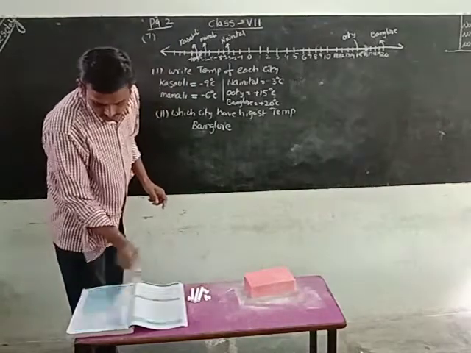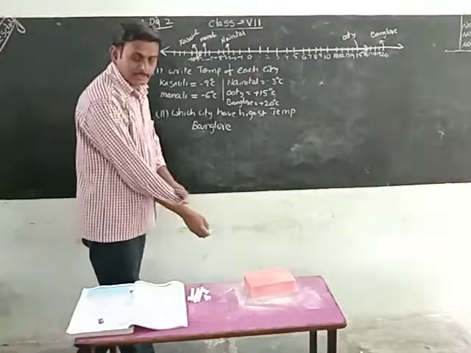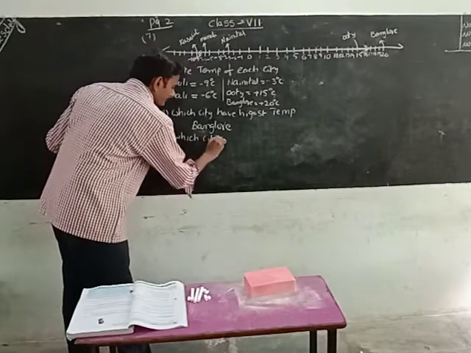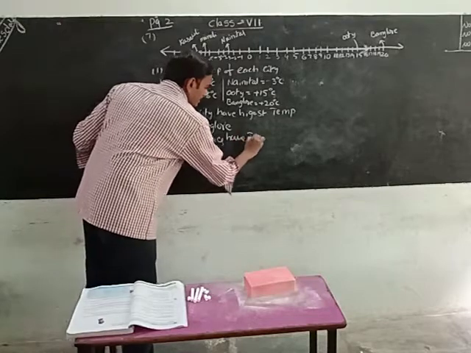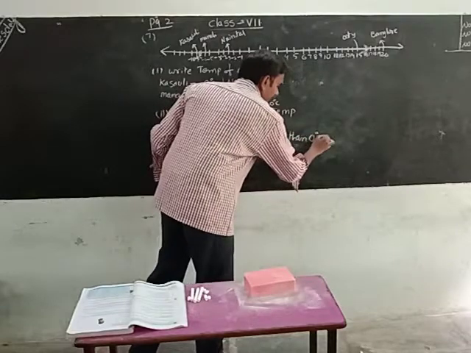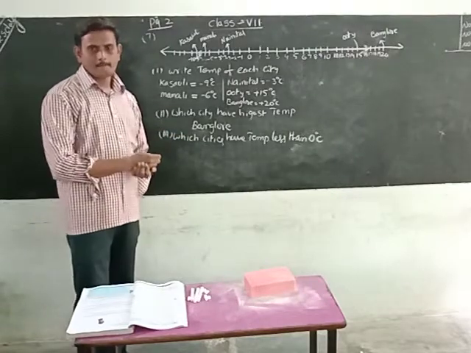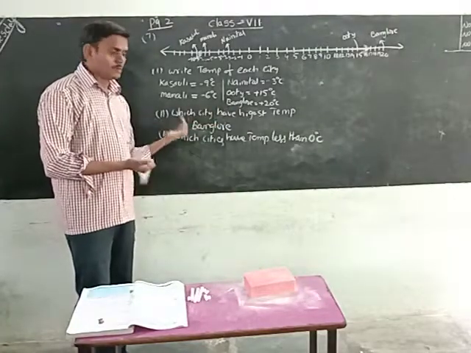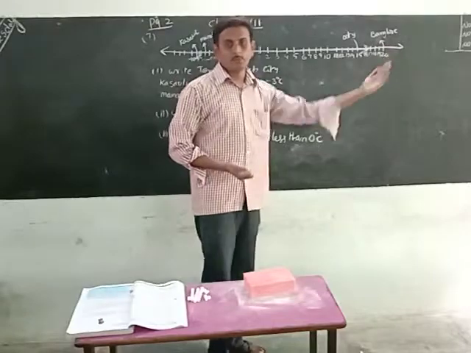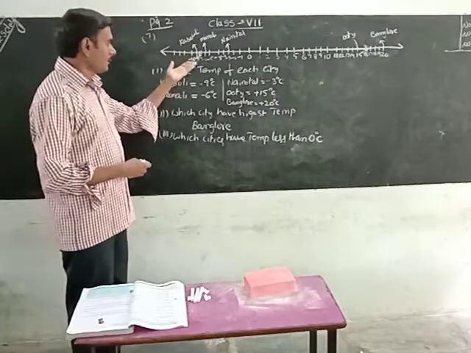Next, third question. What is the third question given in your textbook? Which cities have temperature less than 0 degrees Celsius? Okay, which city is having less than 0 degrees Celsius? Less than 0 means we go for the left side. More than 0 or greater than 0 means we go for the right side. Less than 0 means negative numbers. Which are the negative numbers here? Okay, these are the negative numbers.